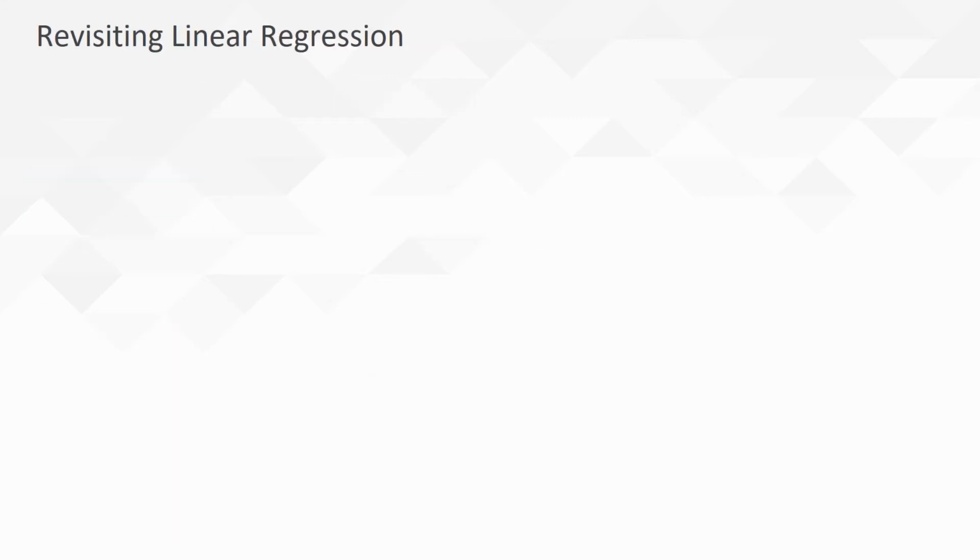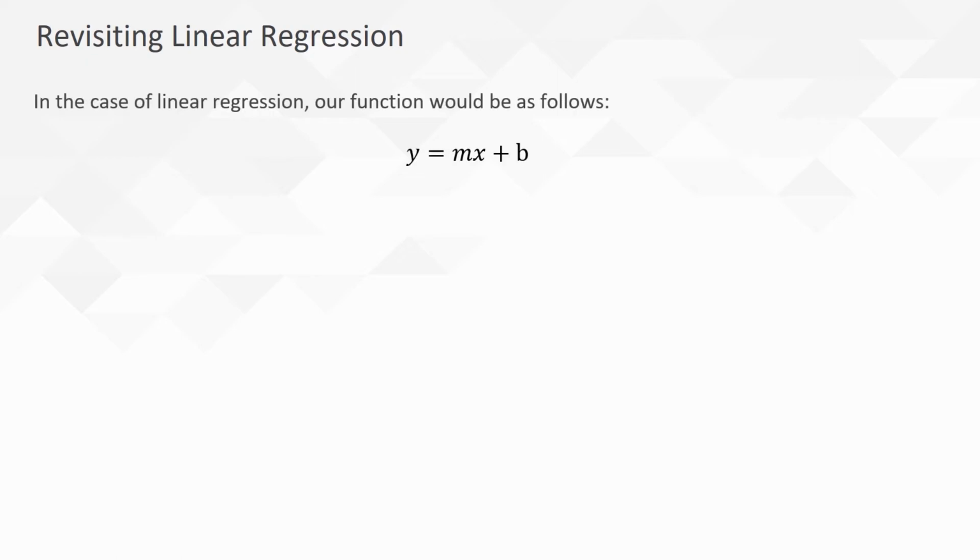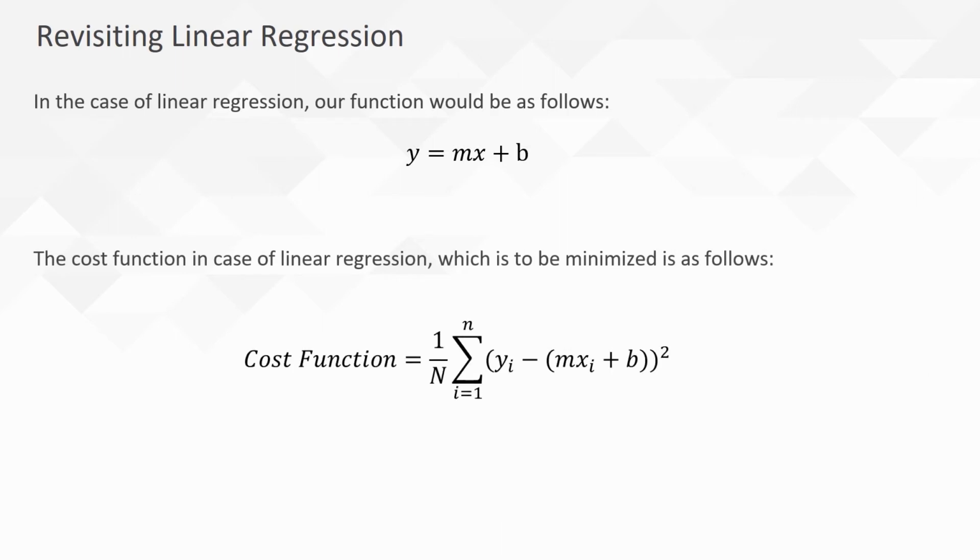In the case of linear regression, our function would be as follows. Equation of linear regression. Here, x refers to the input data, y is the target variable, and m and b are parameters that are learned from the training data. Also, the cost function in the case of linear regression, which is to be minimized, is as follows. Linear regression cost function. This works well for continuous data, but the problem arises when we have a target variable that is categorical, such as 0 or 1.